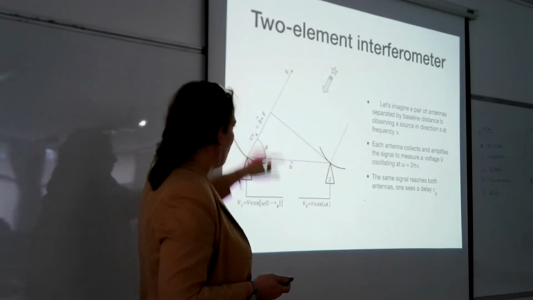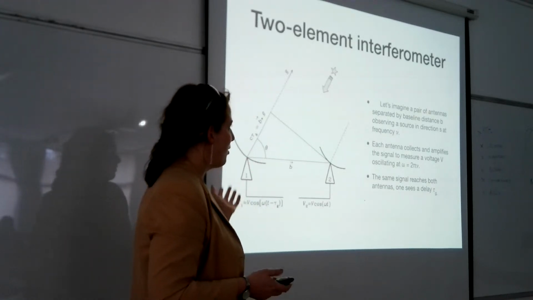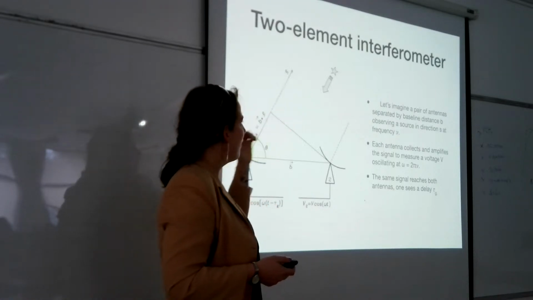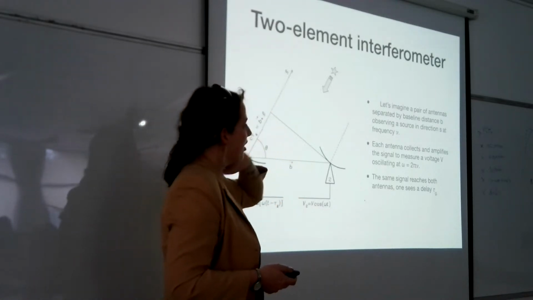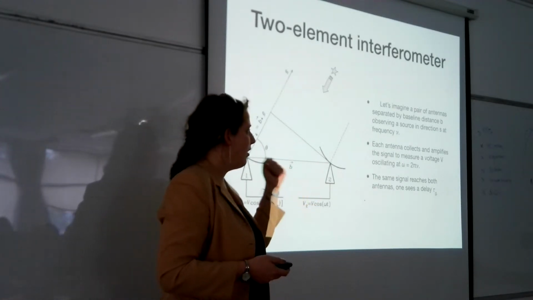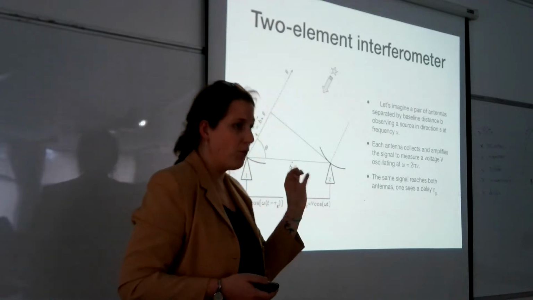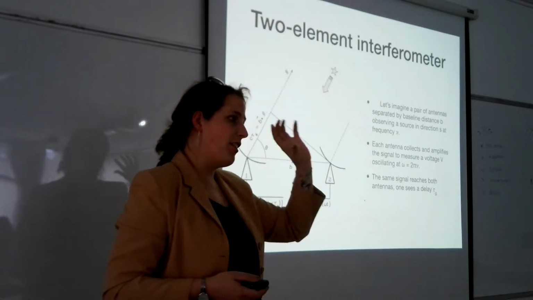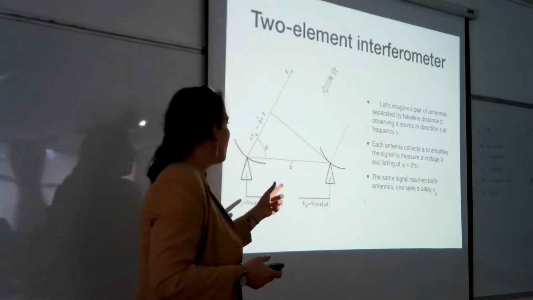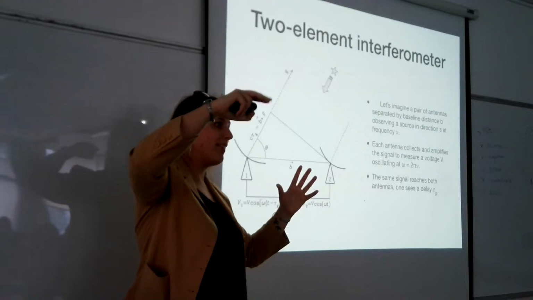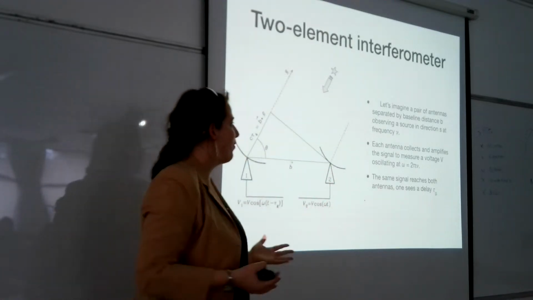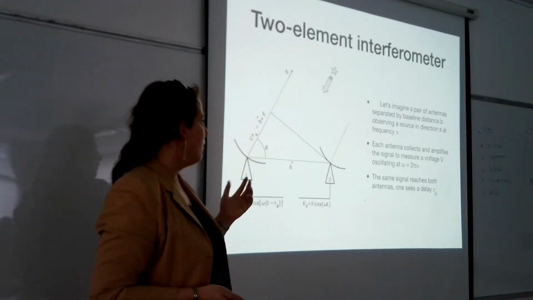So if you have a pair of antennas in an interferometer, separated by a baseline distance, observing a source at frequency ν in direction s, each antenna collects a signal and converts it to a voltage. This is now a digital electric signal that can be amplified. This is really important because you want to be able to split the signal to make baselines with different antennas. This is why the amplification is really important.